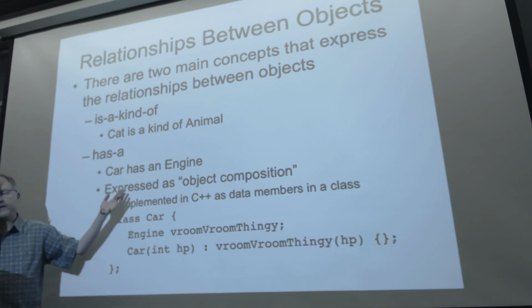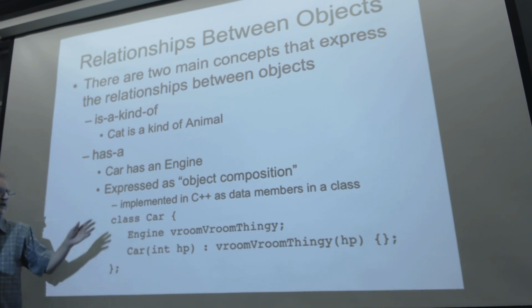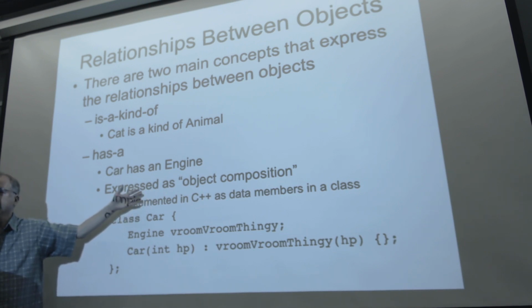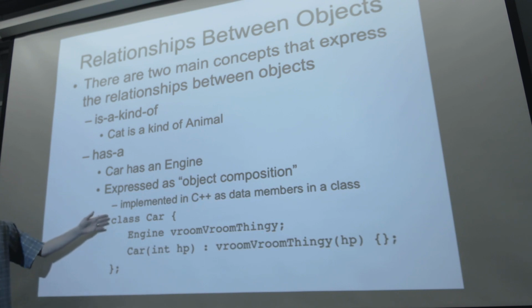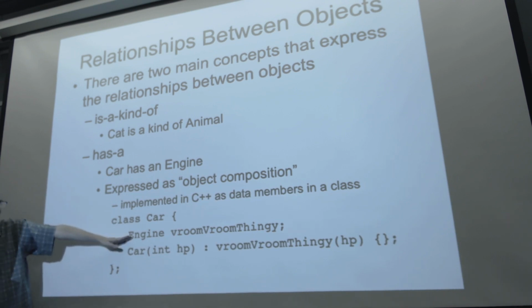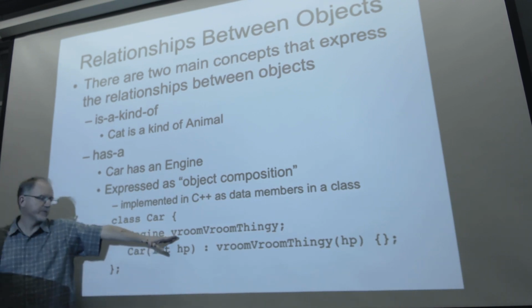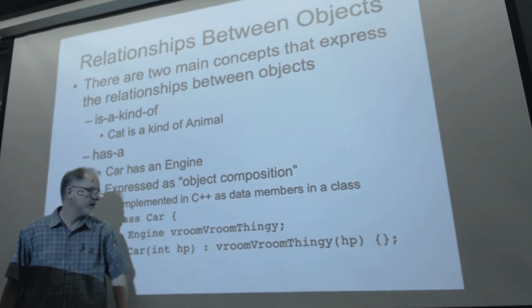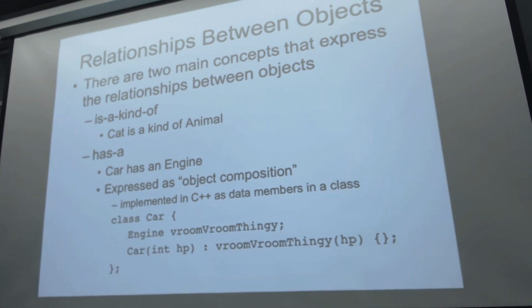And in C++ and also in other languages, it's the instance variables, the data members, that are the way you compose other classes into your class. So for example, class car has an engine, and we initialize that with some horsepower or something like that. All right. The other relationship is through inheritance: is a kind of.